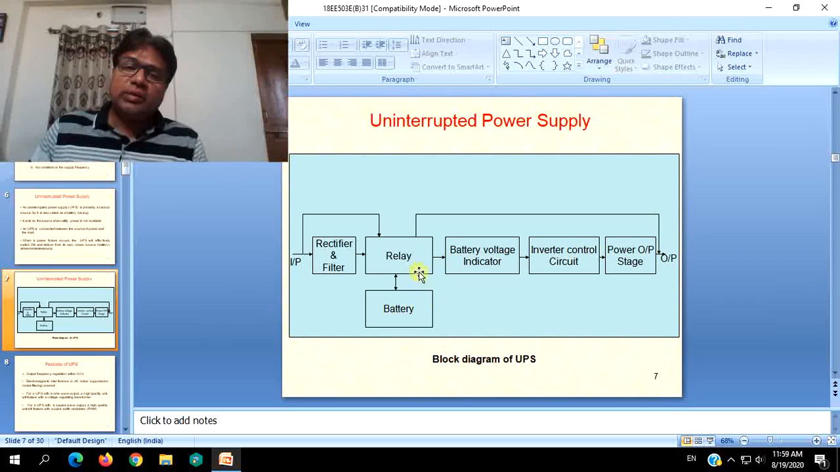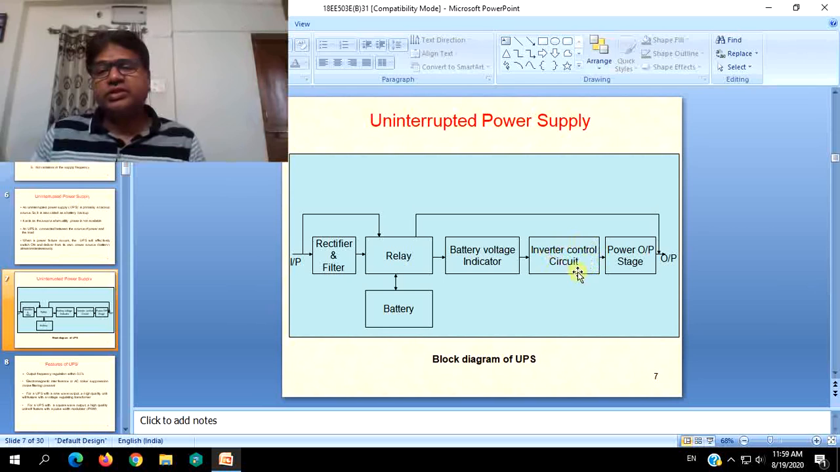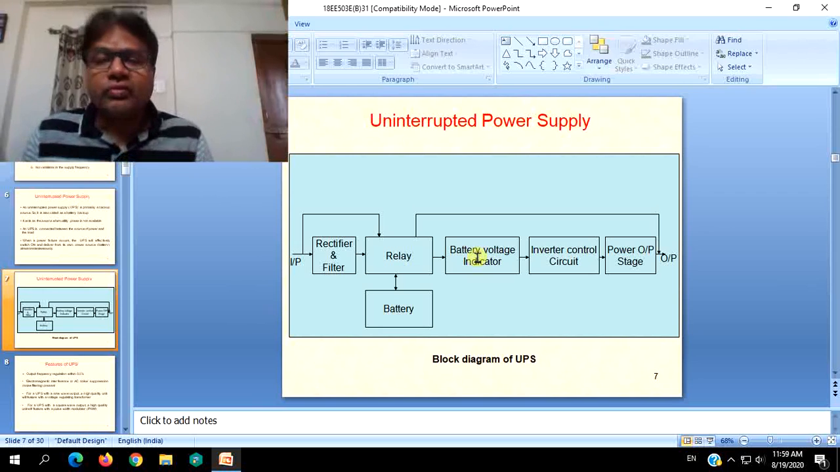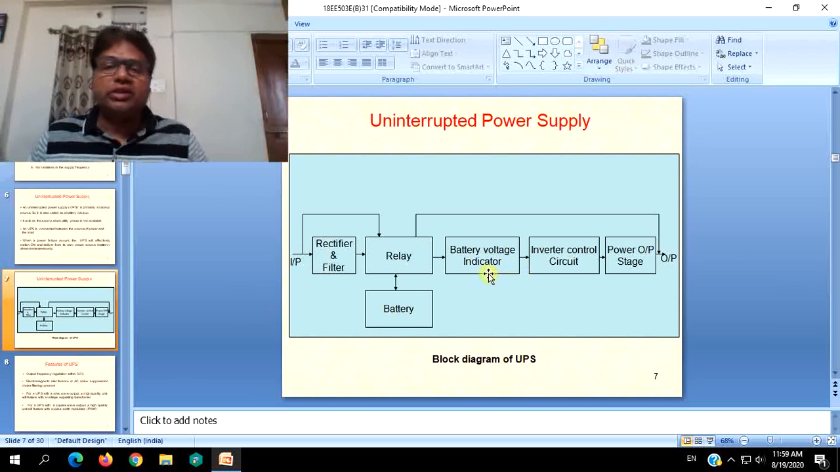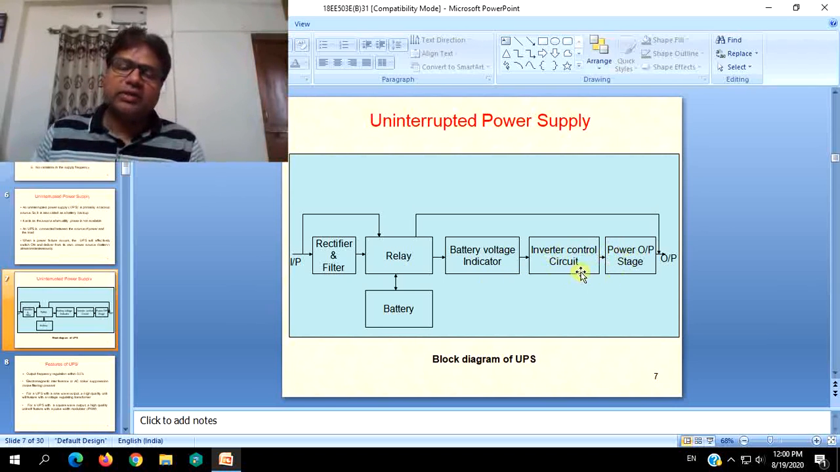From it, this DC coming out of the battery will be inverted from DC to AC by the inverter control circuit, proper output filtering will be done at the power output stage, and the load will get its voltage. And this is the battery voltage indicator. In this it is shown that whenever the battery voltage is sufficient to run the load, or within the specified limits, only then will it be fed to the inverter control circuit, and inversion will be done and the load will be given the proper output voltage. Otherwise this will also not work.